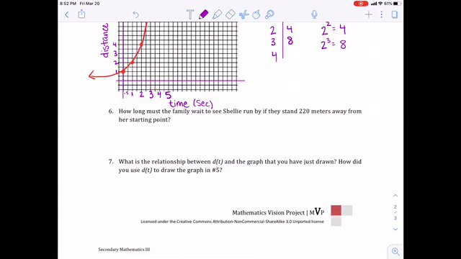Number 6 asks how long the family has to wait to see Shelly run by if they're standing 220 meters away from her starting point. So since 220 is a distance, that's going to go into my D spot. So this becomes 220 equals 2 to the some power that I need to find.